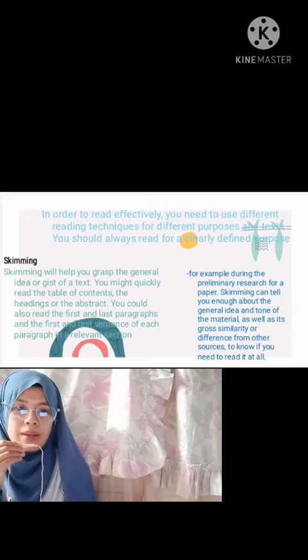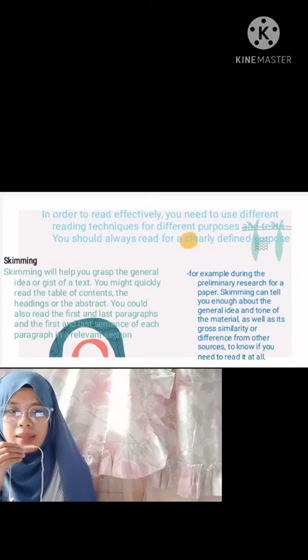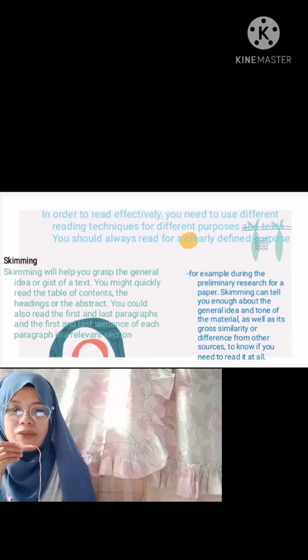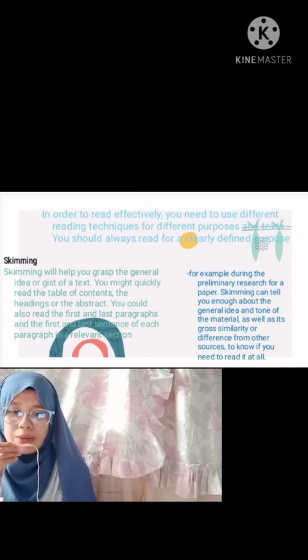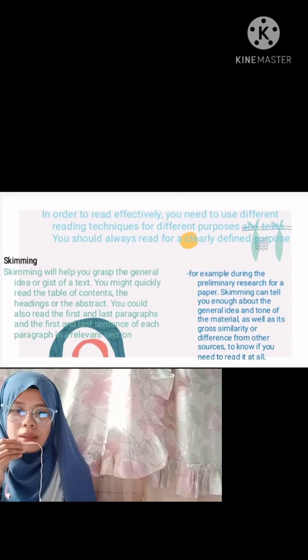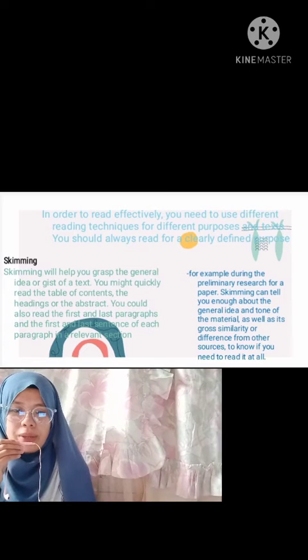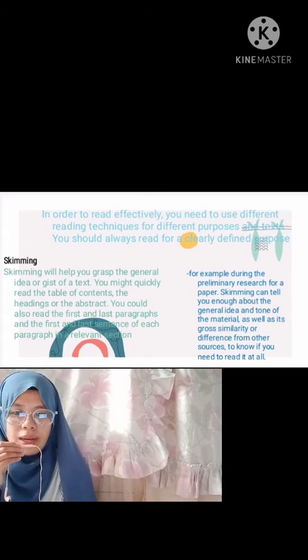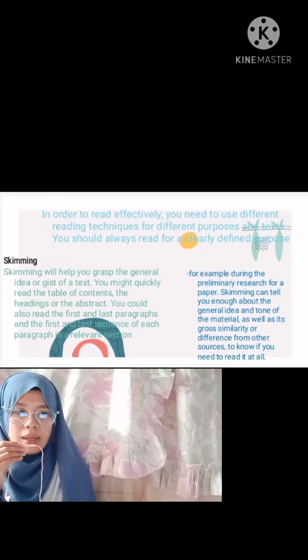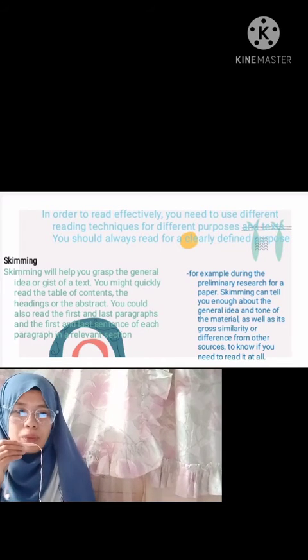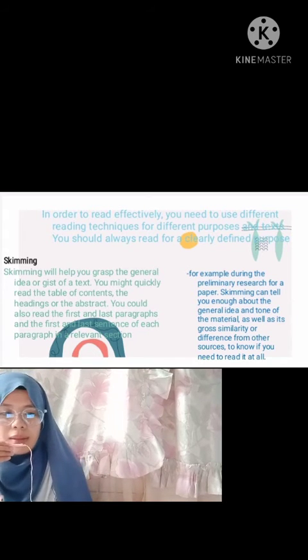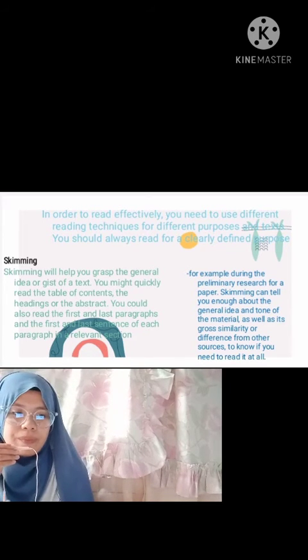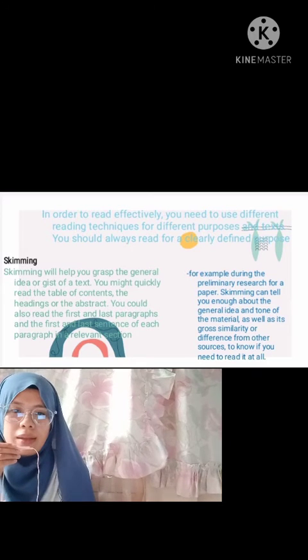Next is scanning. Scanning allows you to locate precise information. You might identify a key term or expression which will alert you to where your subject is being addressed. You could then run your eyes over a text looking for this. For example, when looking up a word in a dictionary or finding your friend's name in the contacts directory of your phone.